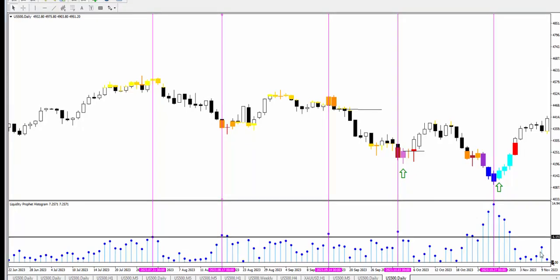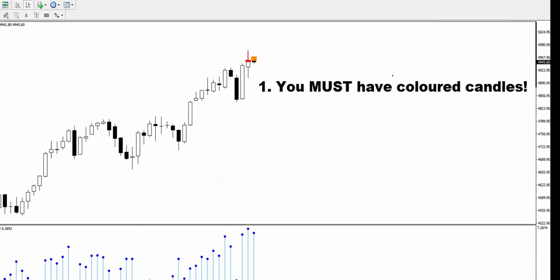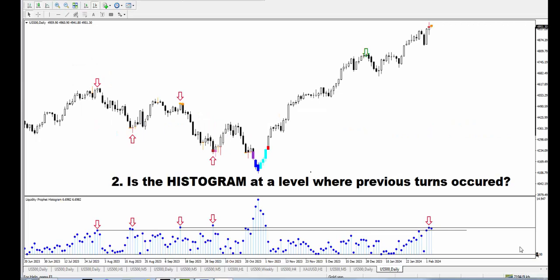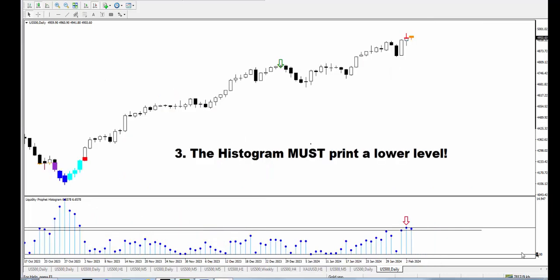So let's see what conditions you need for a trade. It doesn't matter whether it's a buy trade or a sell trade, it's always the same. Firstly, we need colored candles on the chart. This indicates that liquidity is increasing. It doesn't mean you take a trade, but it means be aware. The next thing you look at is the liquidity histogram. Is it at a level that previous turns have occurred at in the past? Because previous liquidity turns are where you should be trading. And three, the last thing is, the histogram must print a lower level on the next candle.